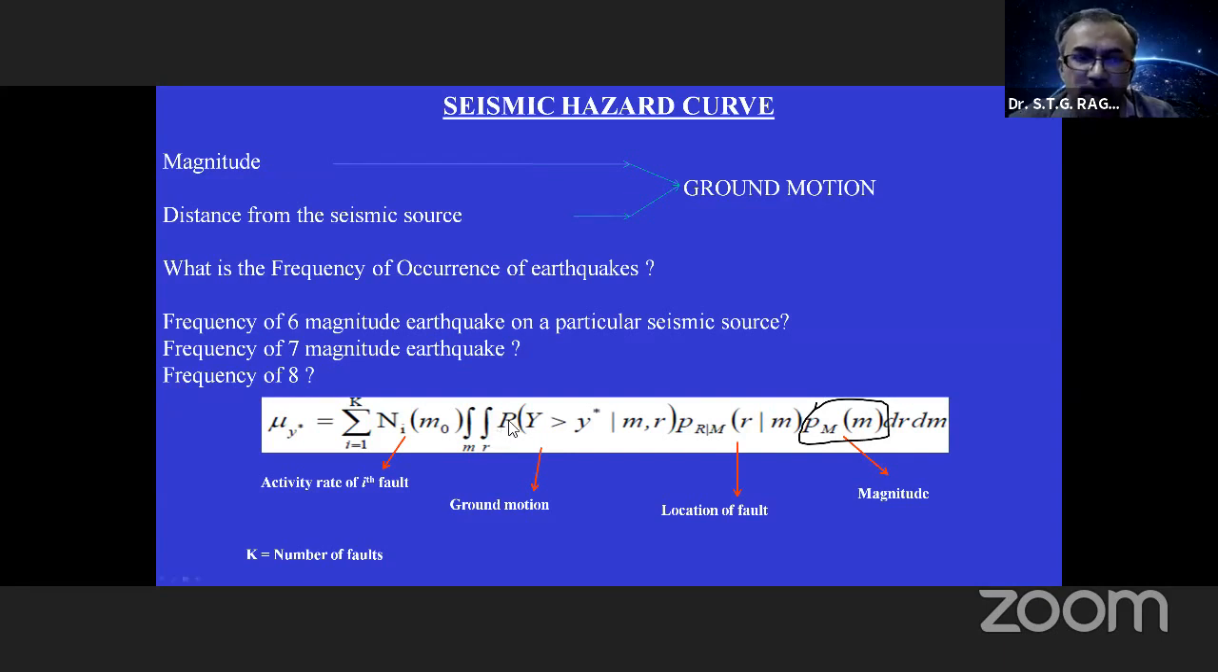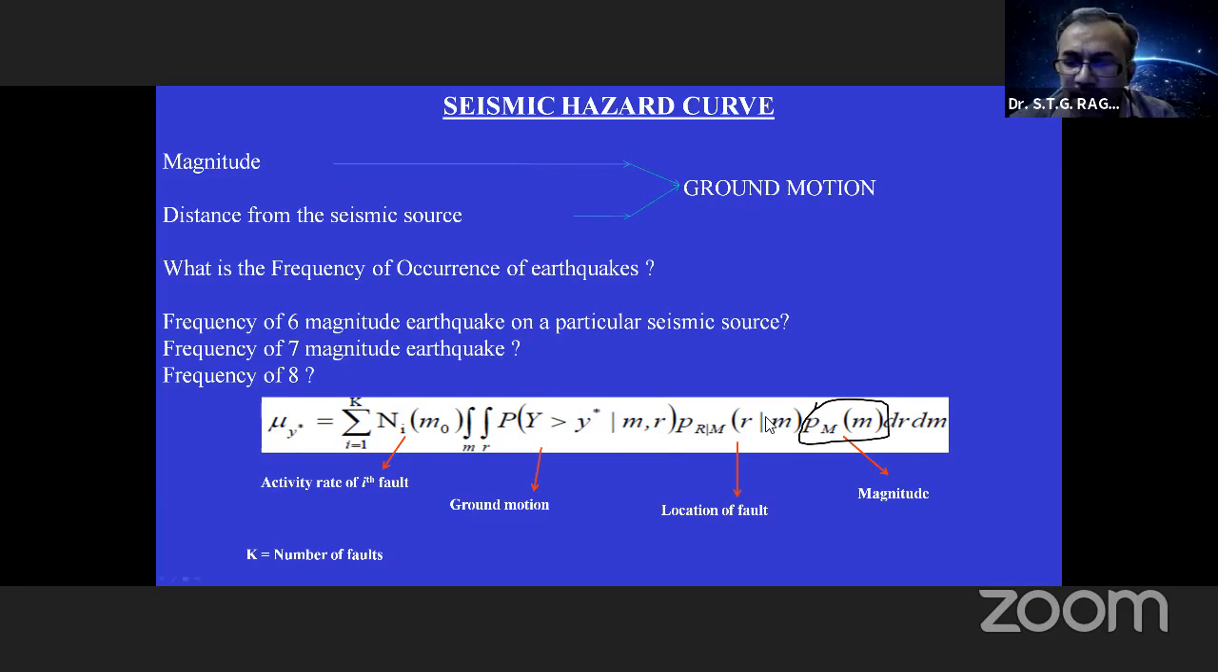So now to find out the risk associated with ground motion, you have to find out the probability density function for magnitudes and distances also. That means you have to find out the risk associated with this magnitude. That means what is the frequency of a magnitude 6, frequency of 7, frequency of 8. So these have to be estimated first.